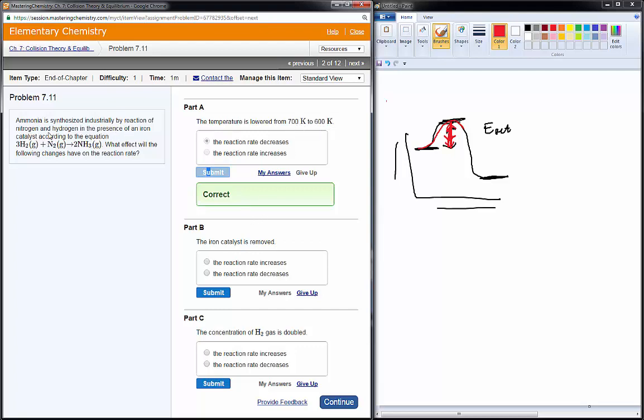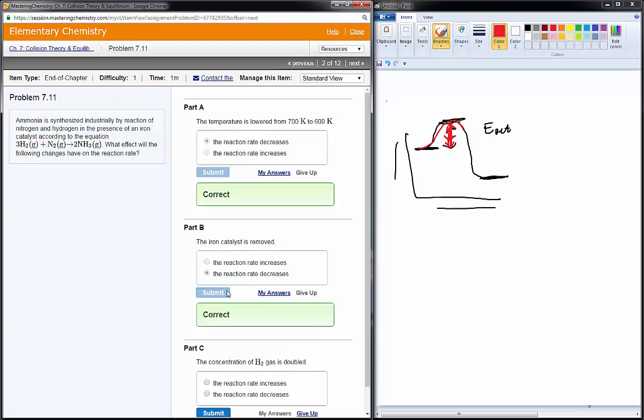Here this has to be done in the presence of an iron catalyst. If I remove the catalyst, well, we just talked about how catalysts speed up the rate of reaction. So if I remove a catalyst, I would expect the rate of the reaction to decrease.